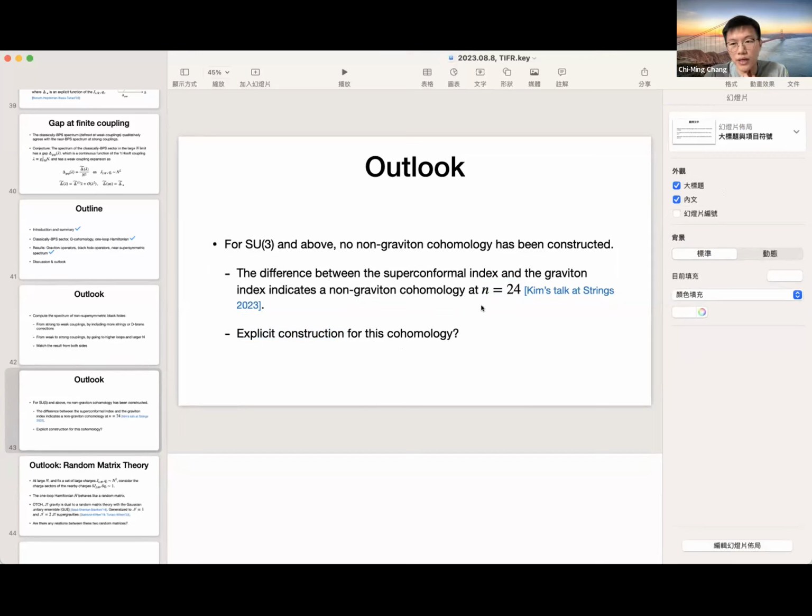This result is actually quite surprising, because for SU(2), the first non-graviton cohomology is also at level 24. But before their result, we all expected that for SU(3), the non-graviton cohomology would appear at a higher level. So their result basically shows that there should be some non-graviton cohomology at this level, and it will be interesting to explicitly construct it. With this, maybe it's possible to learn more patterns of the non-graviton cohomology, and hopefully we can write down more non-graviton cohomologies at higher n.